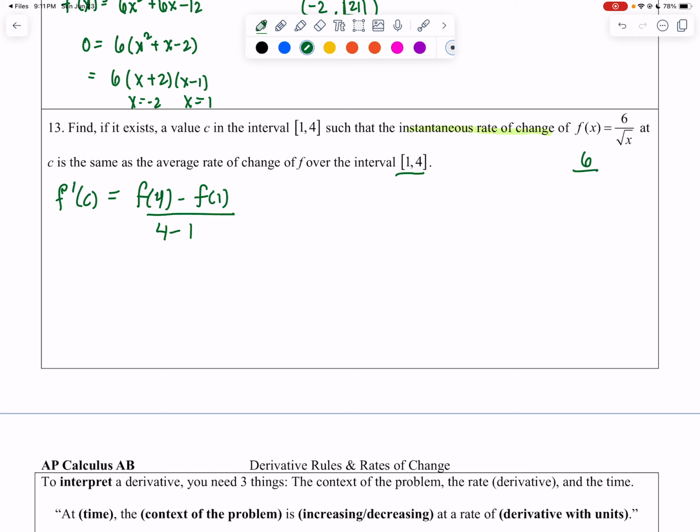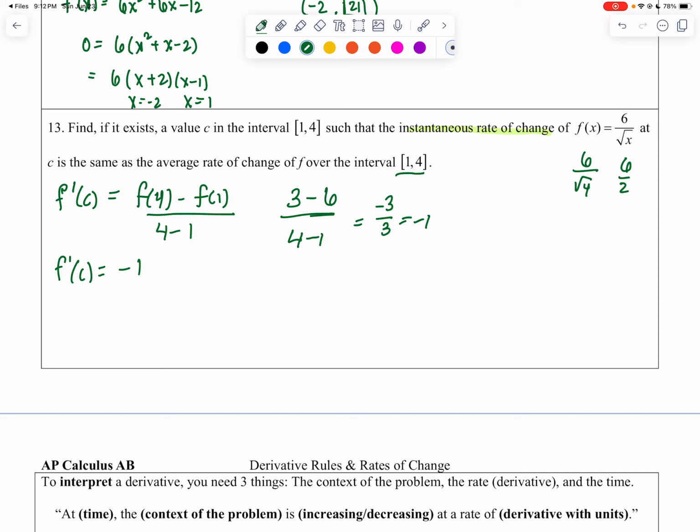That is 6 over 2, so that's 3. If I do f of 1, that's going to be 6. 4 minus 1, so negative 3 over 3 is negative 1. So now this is saying, when is my derivative going to be equal to negative 1?